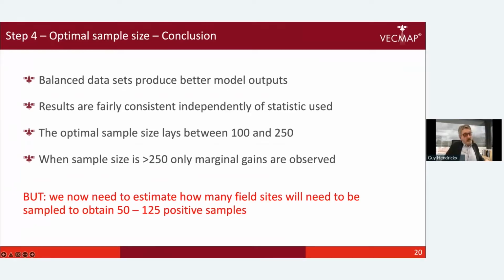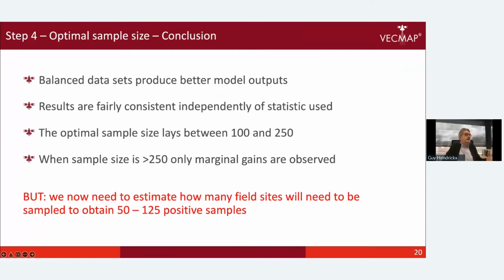And an interesting part is also when you go more than 250 samples, you only have marginal gains. You've seen that there is a leveling out of that curve. The box plot is not improving, and you don't gain a lot in your statistics value. So now we have a sample size, but there still is a big but.